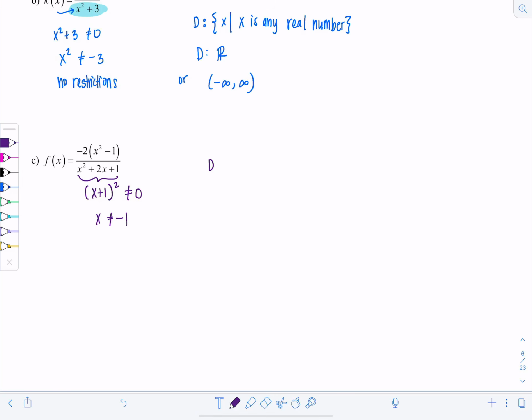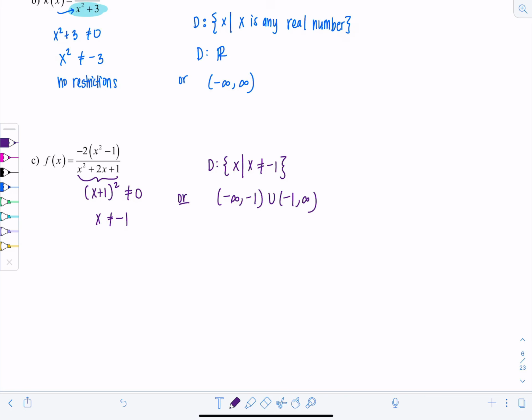So the domain is going to be the set of all x's such that x does not equal -1, and it's understood that everything else is okay. Or if you want to use interval notation, then you would say -infinity to -1 union -1 to infinity. All right, how we doing?